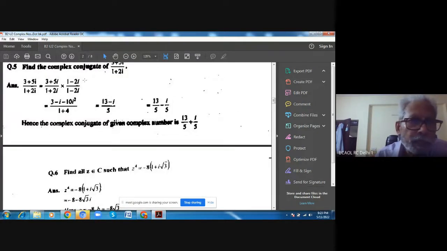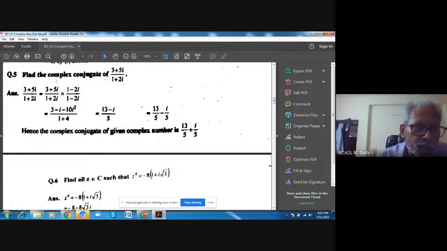If you consider how many steps? 1, 2, 3, 4. Only 4 steps, and you will get 5 marks. Nothing else is there. It is a 5 marks question. Hardly 2 minutes. If you calculate fast, within 2 minutes you can get the 5 marks. So easy it is.